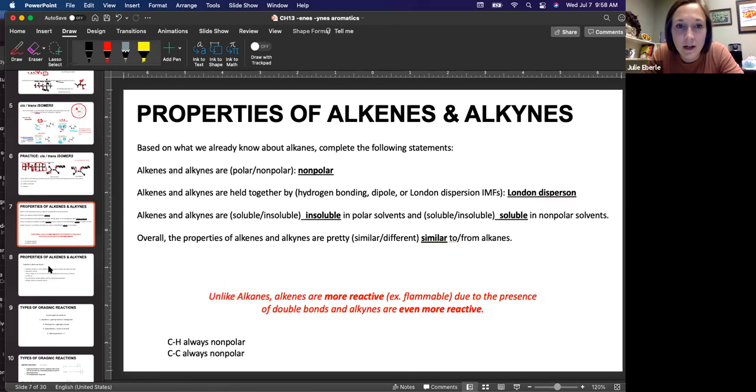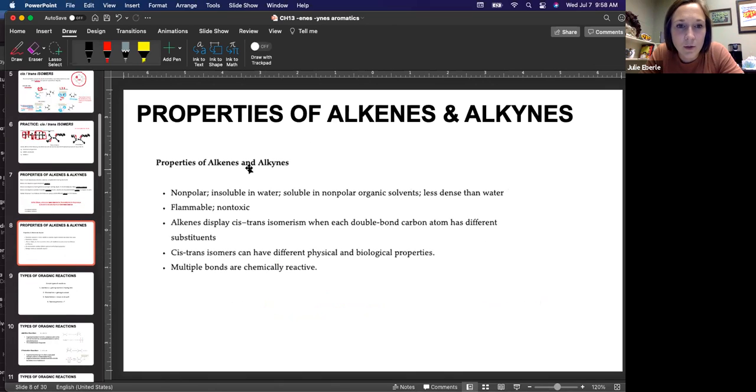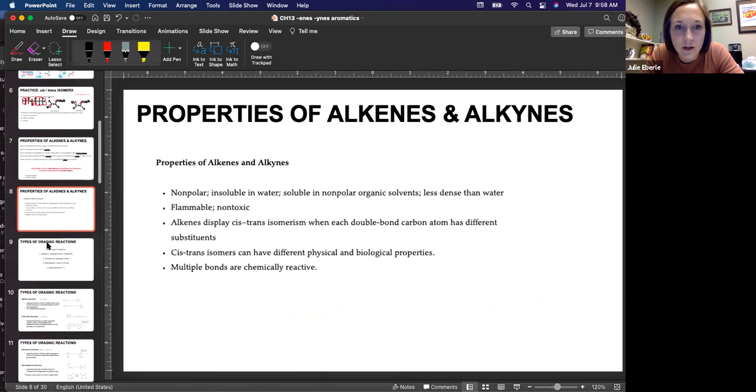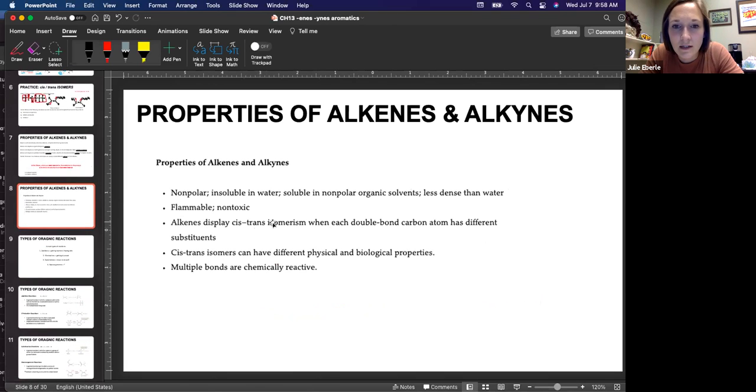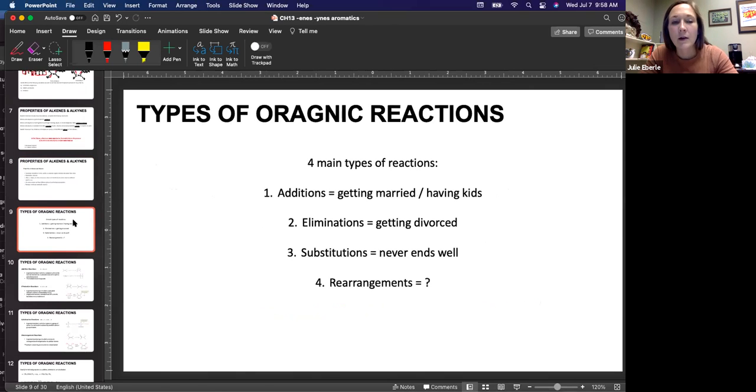Here's a summary of all the properties we went over. Okay, so it's just a summary slide. I'm going to skip over it. But that's literally from your textbook, just summarizing all the things we just talked about, even with cis-trans isomerization. Okay. All right, now we're going to get to types of organic reactions.